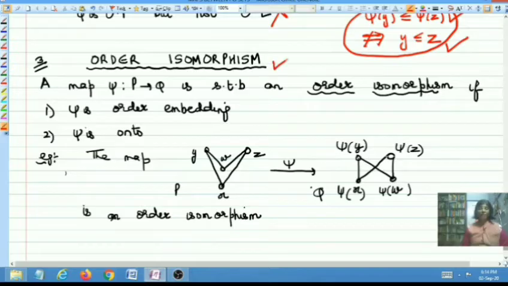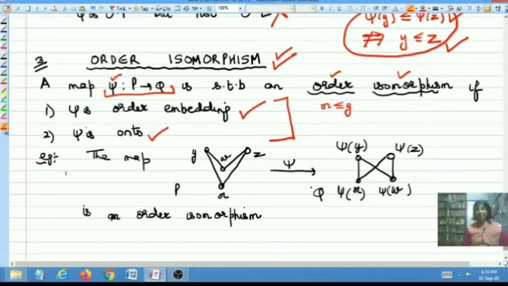And now coming to the third type of map. The third type of map is an order isomorphism map. A map psi mapping from P to Q is said to be an order isomorphism if it is an order embedding and it is also onto, which means that this has to satisfy the maximum number of conditions. That is, if a map psi has to be an order isomorphism, then the maximum number of conditions have to be satisfied, which means that elements related in P must imply that the images must be related in Q.